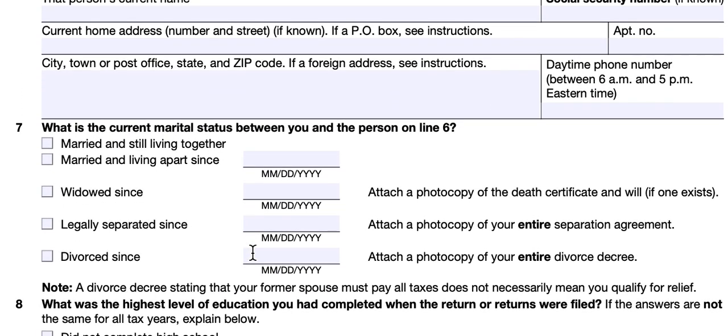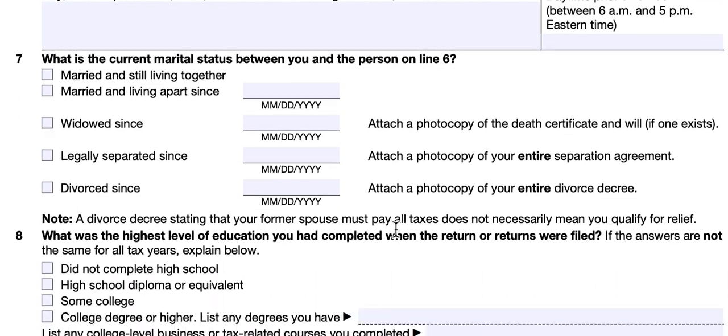For line 7, list the current marital status. If you've been widowed, legally separated, or divorced, then you'll need to attach a copy of the requisite supporting documentation, either a death certificate, separation agreement, or your divorce decree. The entire agreement, not just one page.